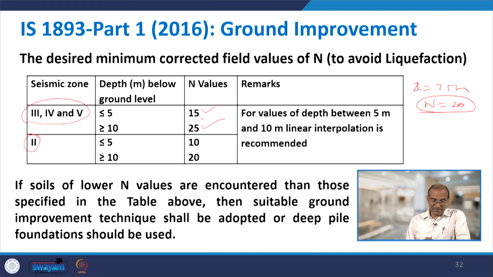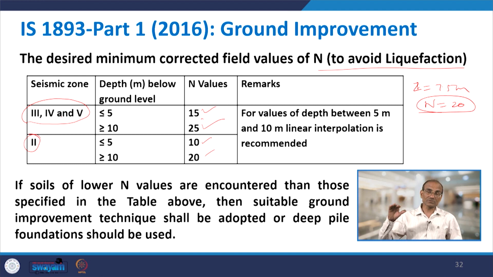While for zone 2nd, these values could be 10 and 20. So, that means in any seismic zone, the code suggests the minimum n value should be 10, not less than 10. If it is less than 10, then a ground improvement technique is a must. If soils of lower n values than those specified in the table shown above are encountered, then a suitable ground improvement technique shall be adopted. And these values are the minimum required to avoid liquefaction.